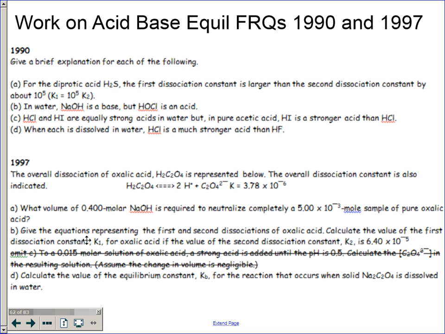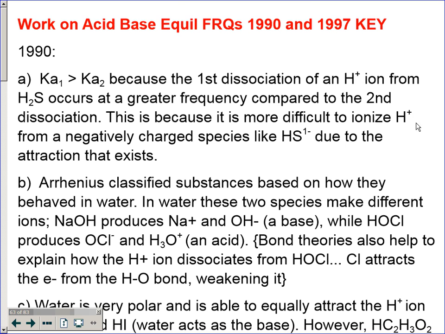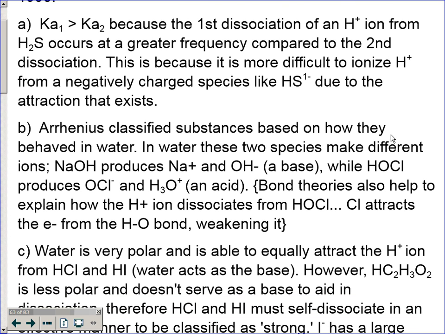All right, so for the first bit here, this basically wanted you to have a brief description on each of these statements and try to showcase your knowledge of the differences between these strong and weak acids and how they behave in different solutions. So for A, it was asking about this diprotic acid. Why was Ka1 stronger, or larger, than Ka2?